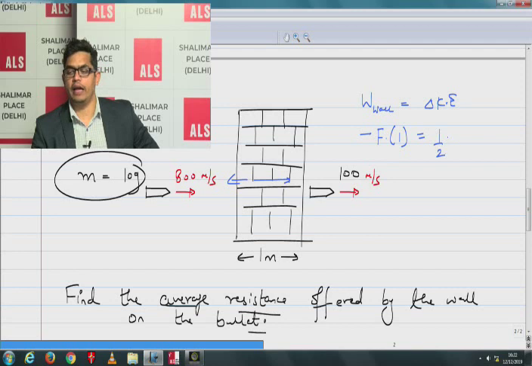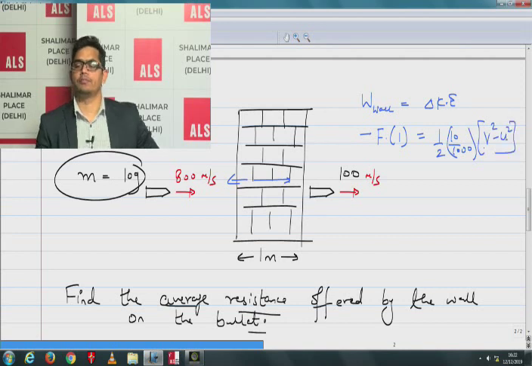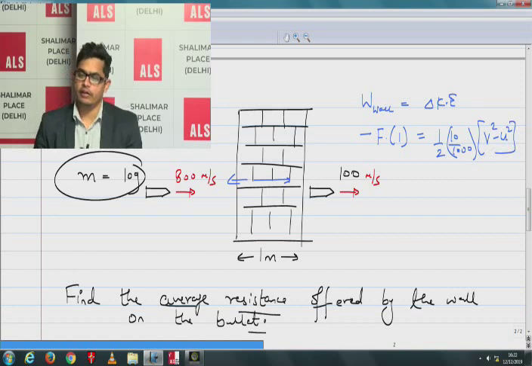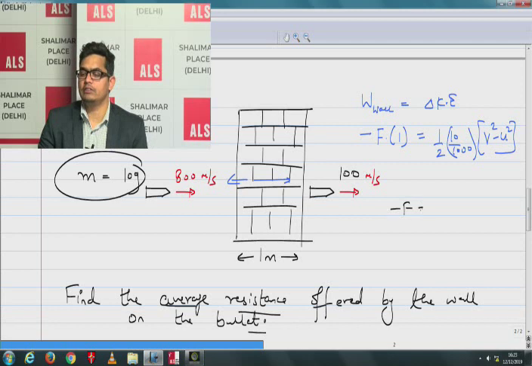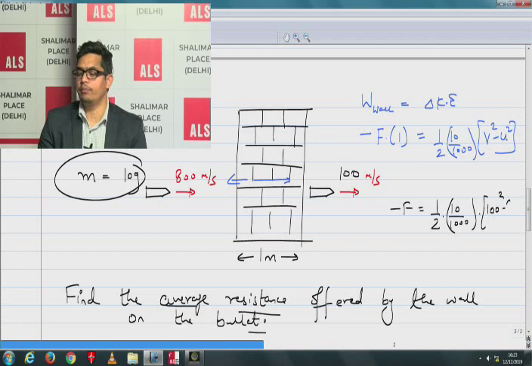So half m is how much? 10 by 1000, 10 grams, no? And it will be equals to v square minus u square. Half m into v square minus u square, I can write it like this. So let's solve it. Minus f is equals to half into 10 by 1000 into 100 square minus 800 square. Okay, that's it. Solve it.